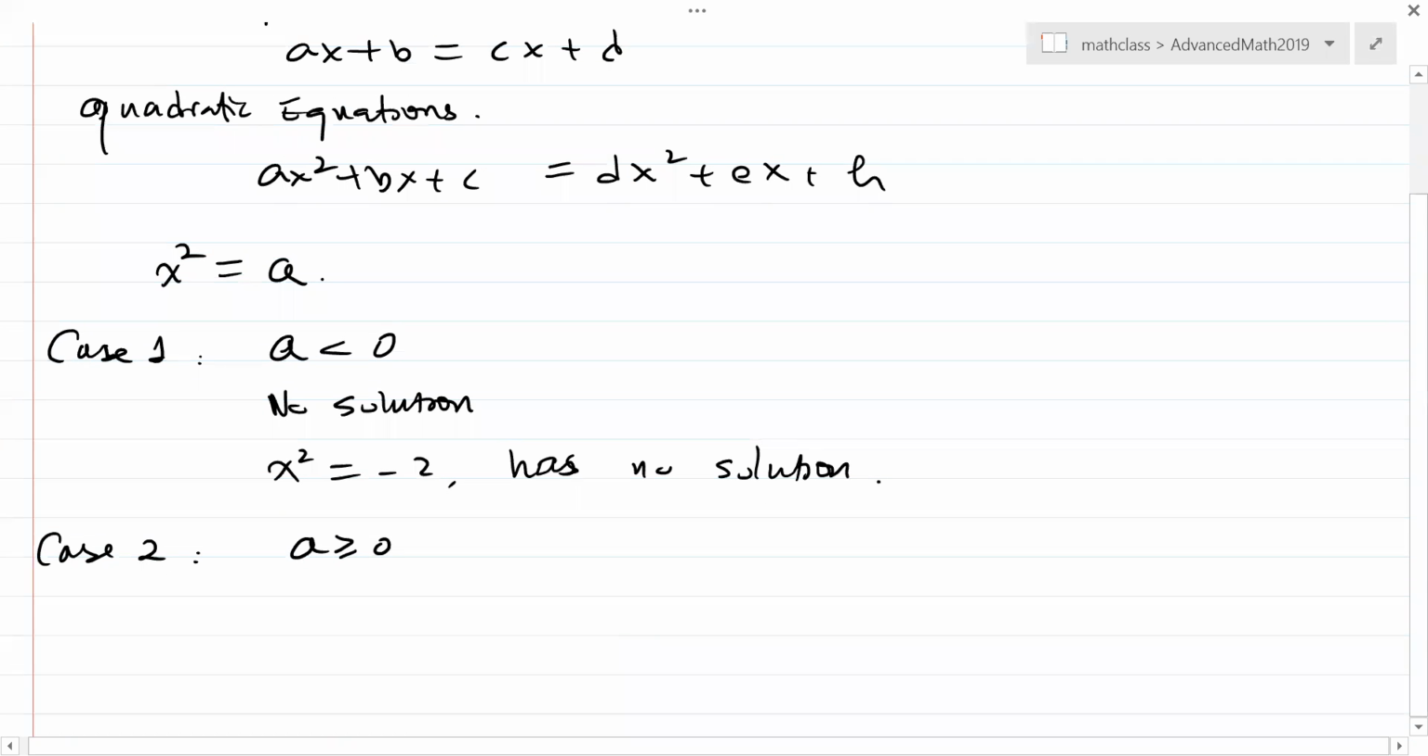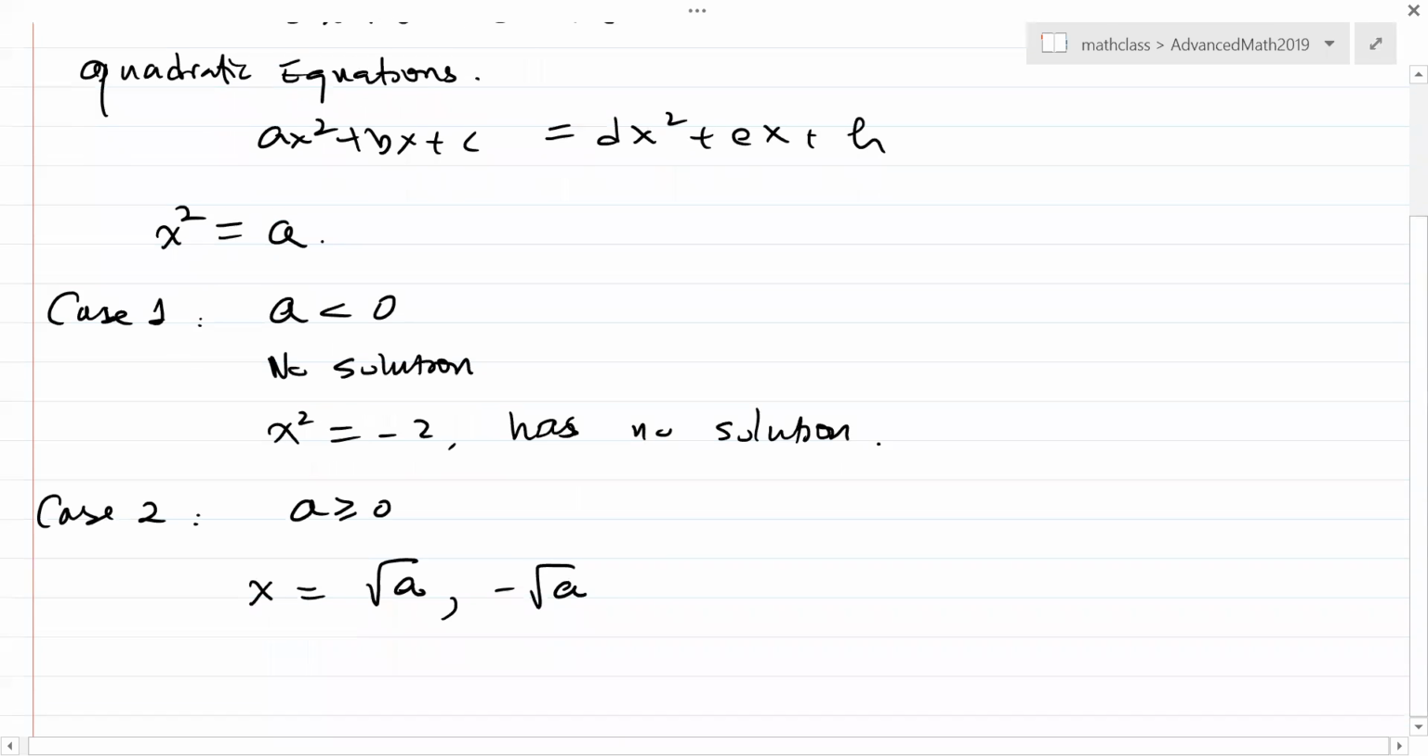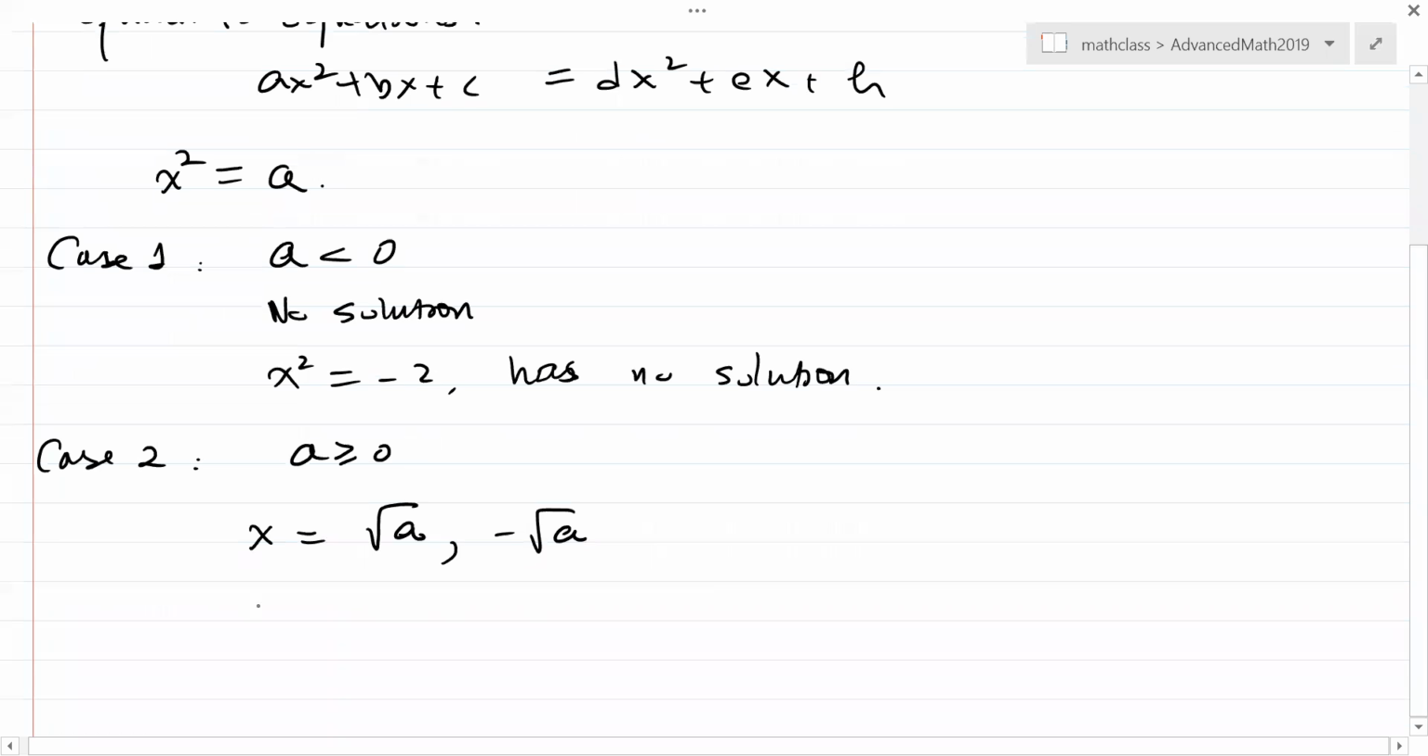Square is always non-negative. So the second case is a is greater than or equal to 0. When a is greater than or equal to 0, you are going to have two solutions. The first solution is square root a. Another solution is negative square root a. So in general, you get two solutions. And what is the definition of square root a? The definition of square root a is the positive number whose square is a.